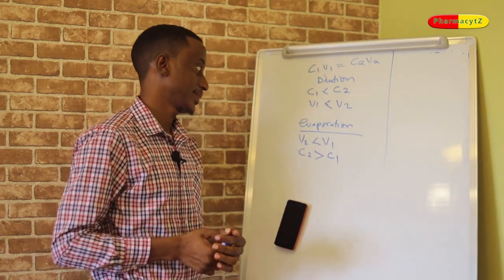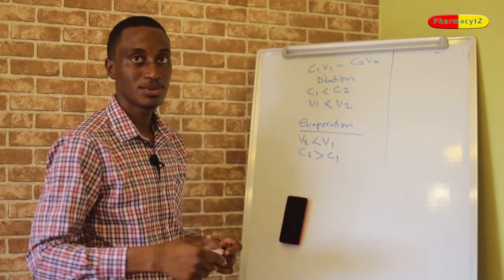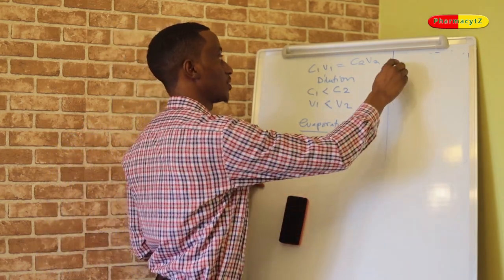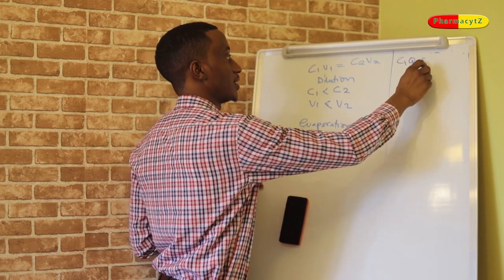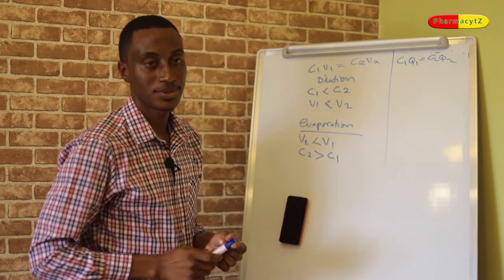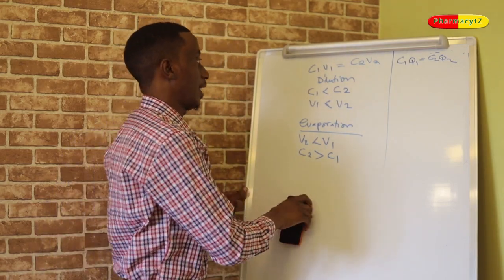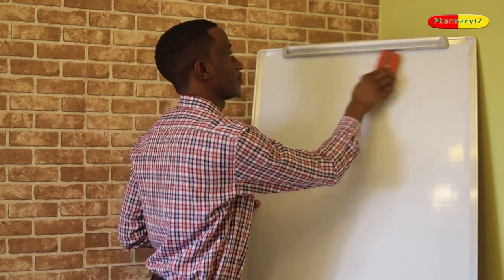Hope you get that. Having known that, if we are dealing with semi-solid preparations, then the equation shall be C1Q1, with Q representing quantity. This will be equivalent to C2Q2, with Q2 representing quantity 2. Now let's solve the questions.